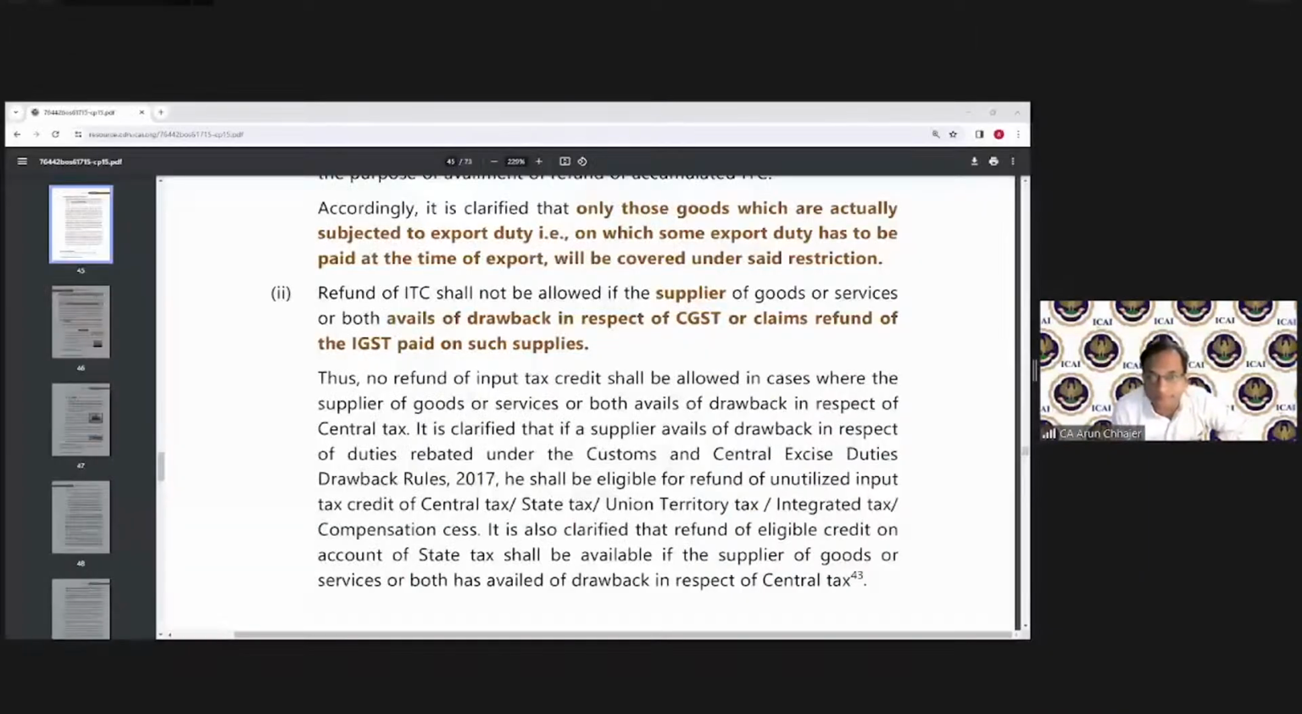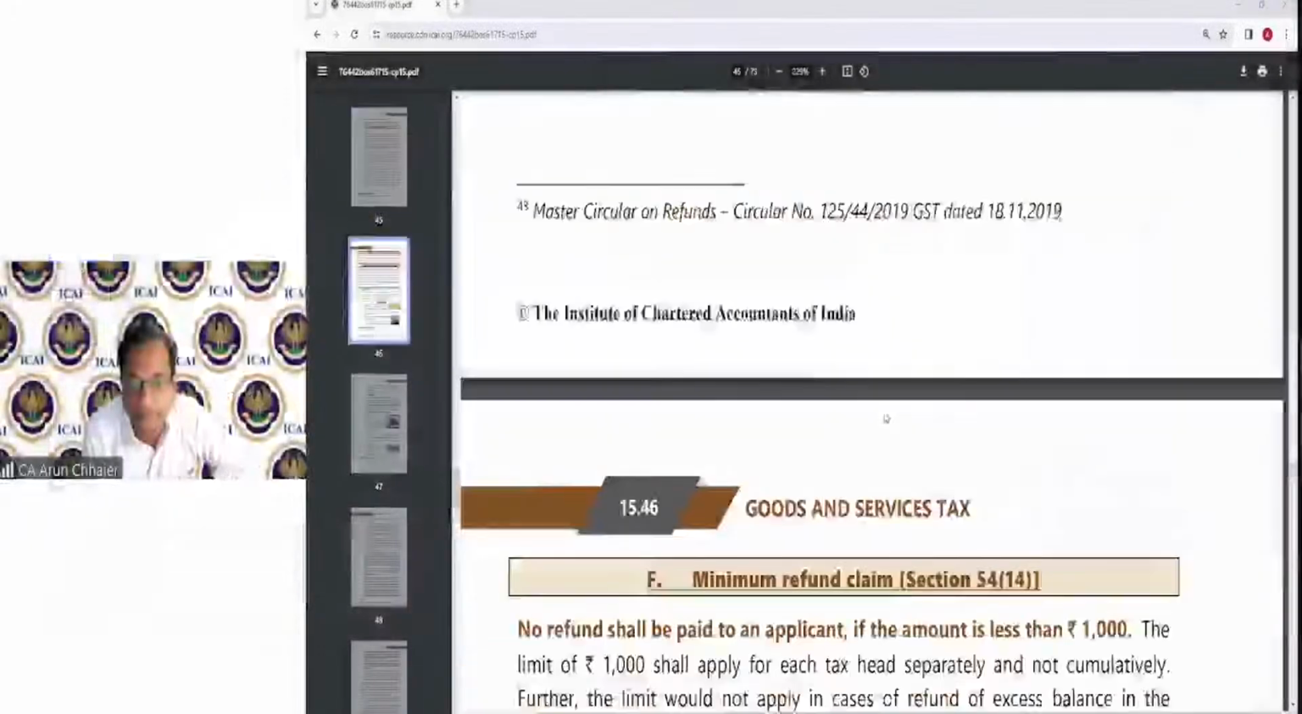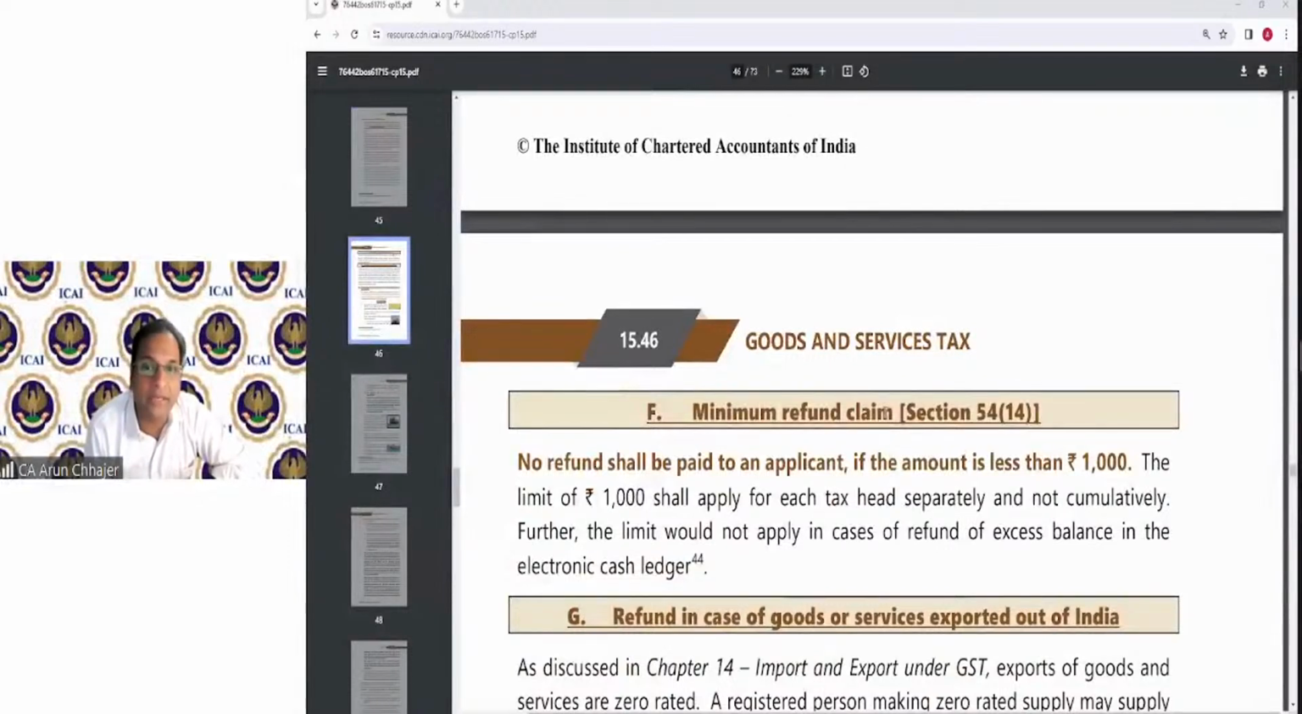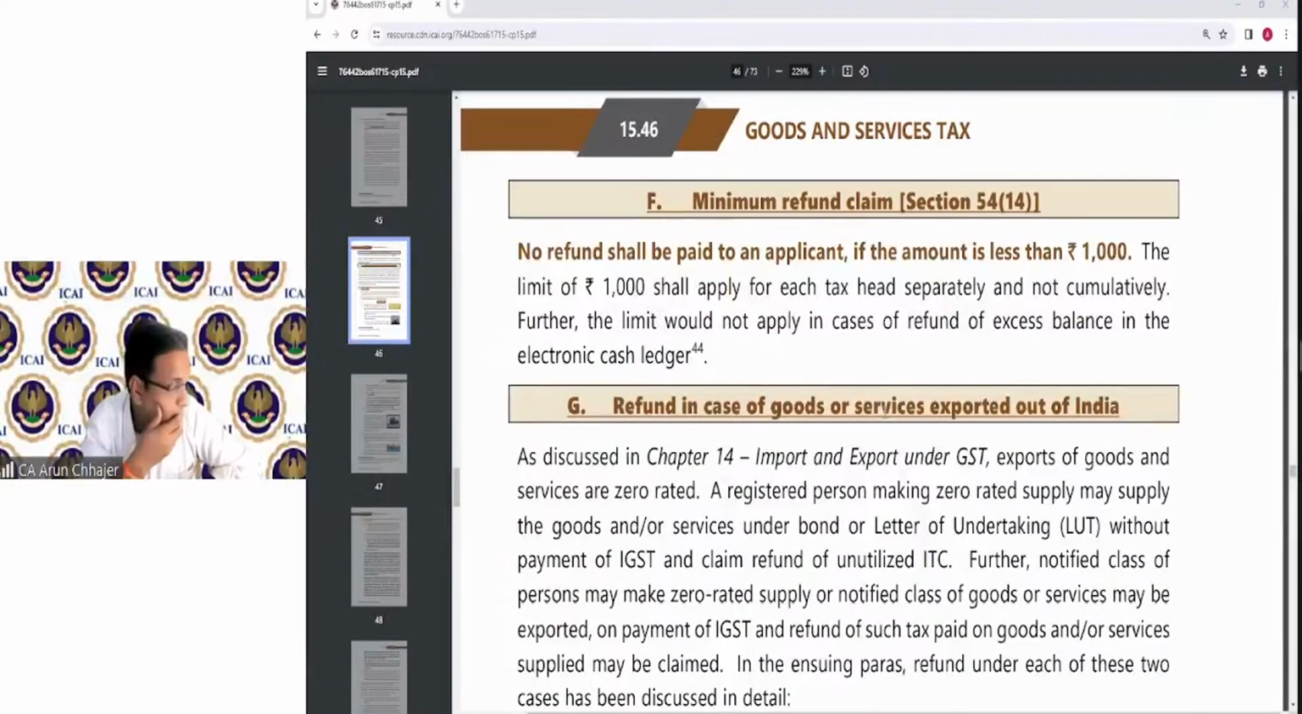Namrata, is it okay? And Kirti, kindly confirm. Confirm, please. Now we'll move further. Minimum refund claim.